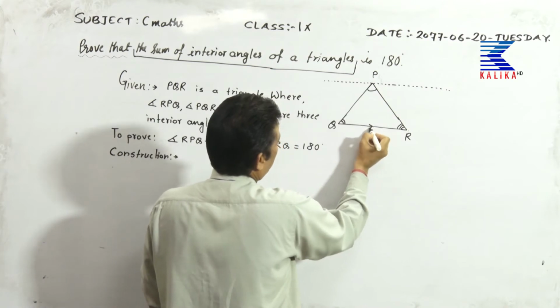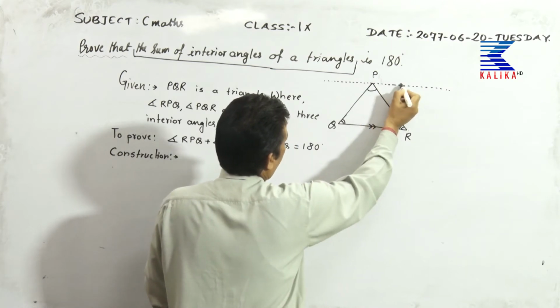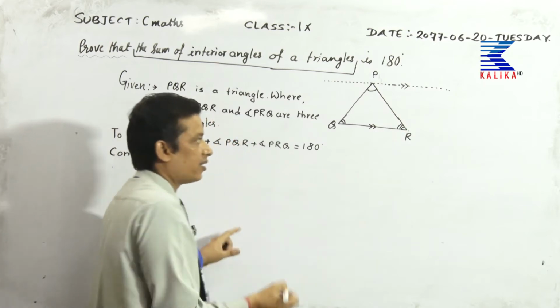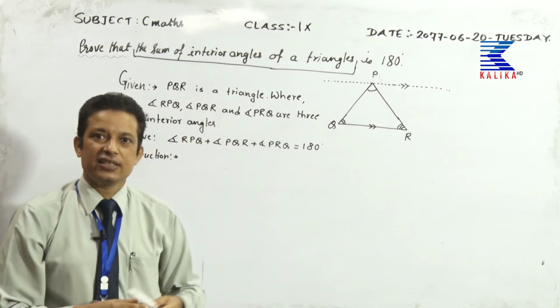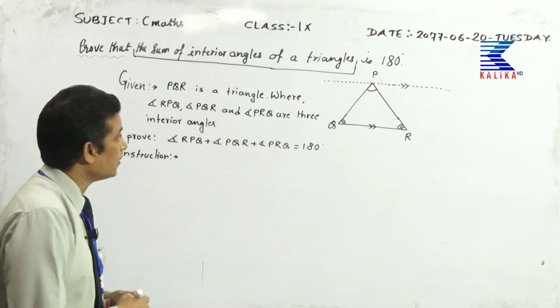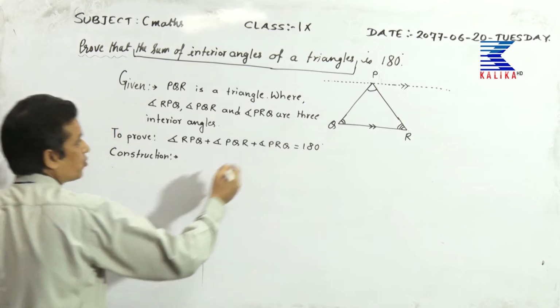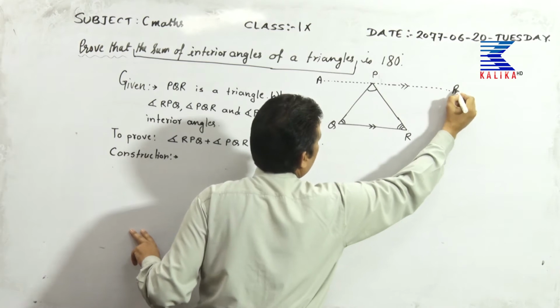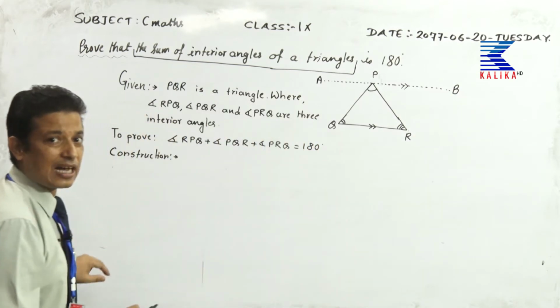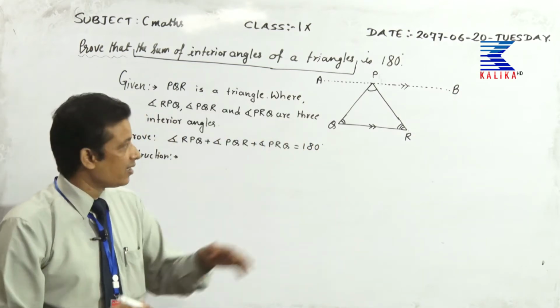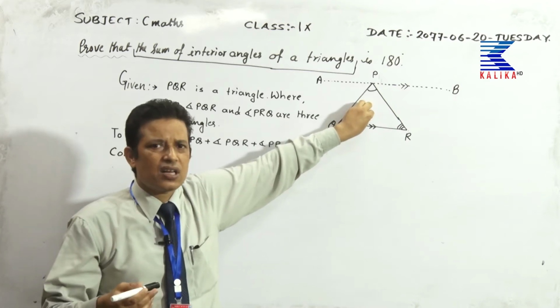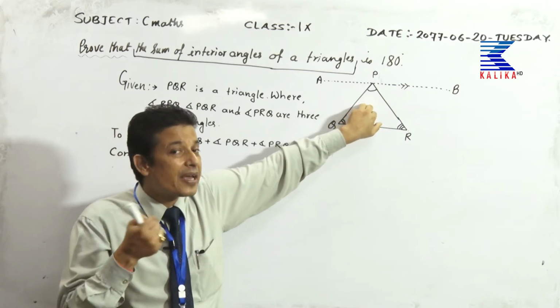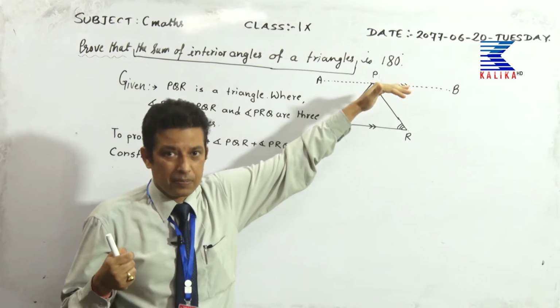So, dear student, actually I constructed a parallel line. This sign will make you clear that these 2 lines are parallel. So, what I constructed, dear student, let me name it AB. This is our construction. We think that a single triangle is not enough to prove this theorem.